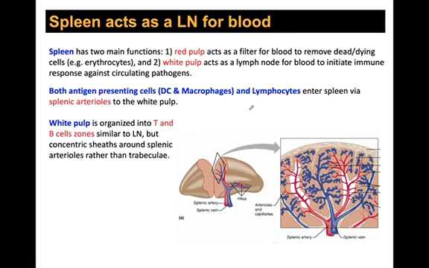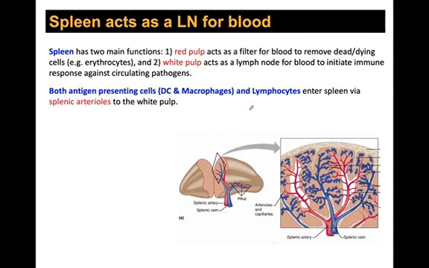So in this case, your dendritic cells and macrophages carrying antigen to the spleen are going to enter the same way that the lymphocytes do. Everything comes in through the splenic artery. There's not a lymphatic system to deliver stuff to the spleen. But that's okay, because you're surveying the blood, so it makes sense to have the blood dumped directly into the spleen.